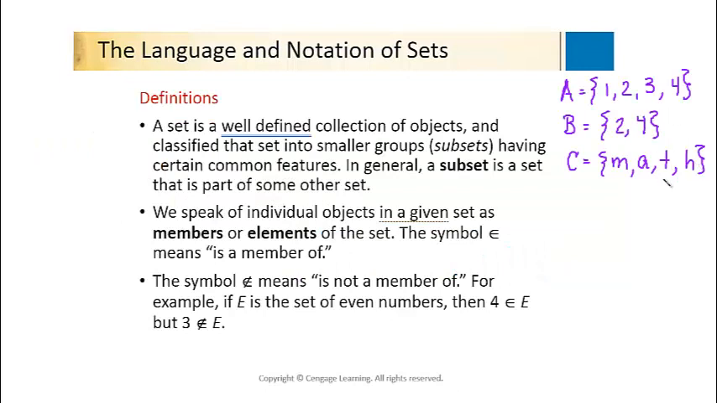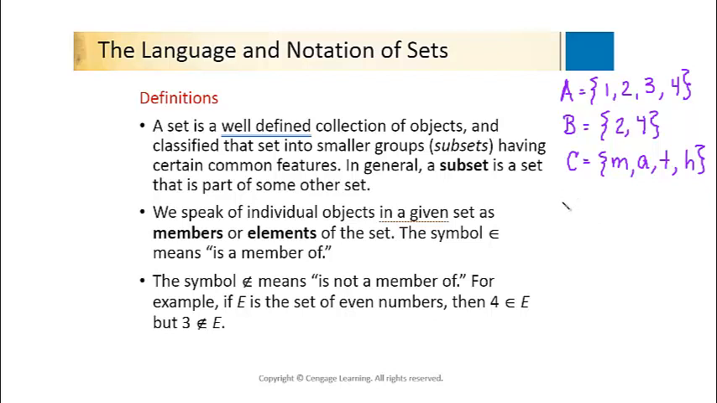Alright, I have 3 sets listed here for you. I have set A, B, and C, and they're defined in a particular way. You'll notice there are curly brackets around each, and the elements are listed out for you. So there are 4 elements in set A. There are 2 elements in set B. Set B happens to be a subset of set A because all of the elements in B are also in A. And set C has 4 elements as well.